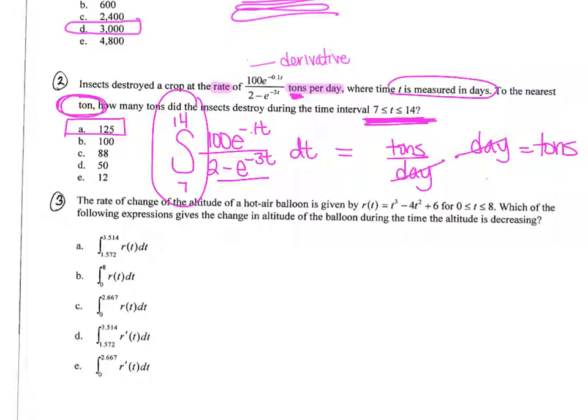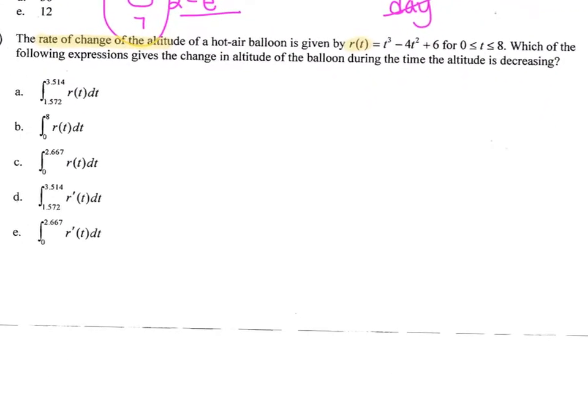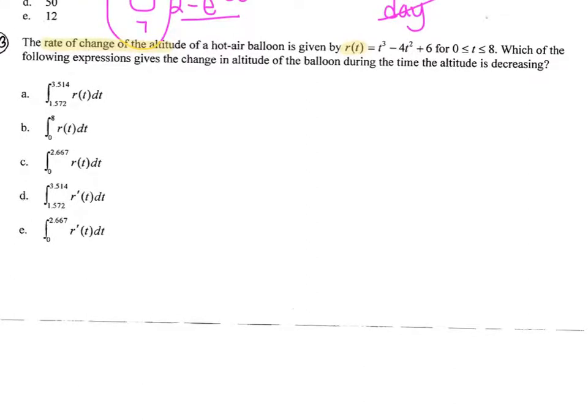Number 3, the rate of change of the altitude of a hot air balloon is given by R of T. The rate of change of altitude. R of T is a derivative for 0 to 8. Which of the following expressions gives the change in the altitude of the balloon during the time the altitude is decreasing? We want to know when the altitude is decreasing.